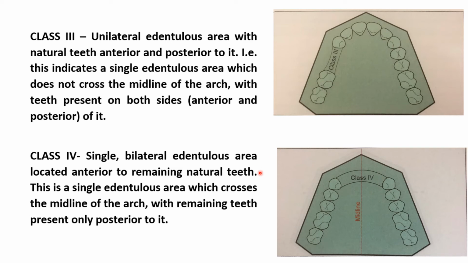I hope you understood the Kennedy classification. It has four classes. The first is when there is a bilateral edentulous area, posterior to the remaining natural teeth, on both sides. Class 2 is when it is unilateral. Class 3 is a unilateral edentulous area in which teeth are present anteriorly and posteriorly, and the edentulous area is between them and does not cross the midline. Up to here, if you have your edentulous area, then it is class 3. But when your edentulous area crosses the midline, that becomes class 4. These are the main four classes of the Kennedy classification.